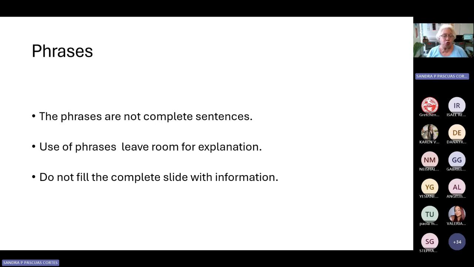And as I said, do not fill the complete slide with information. It gets too busy. And I'm stressing this again, a little bit repetitive, to make the point. Questions?